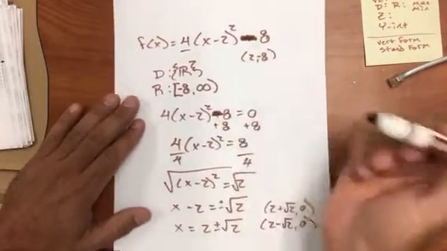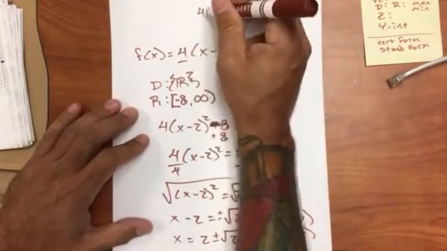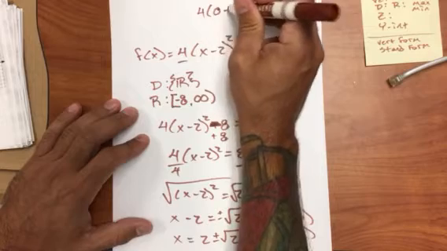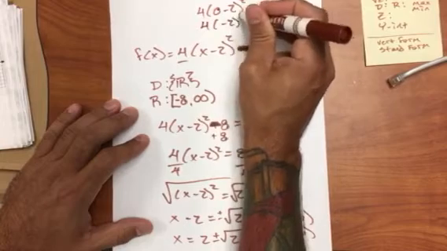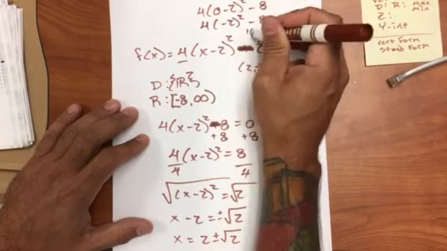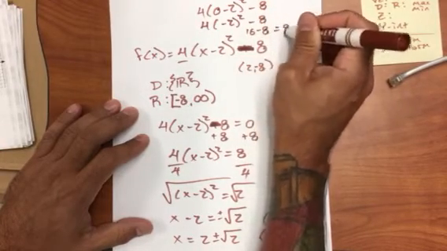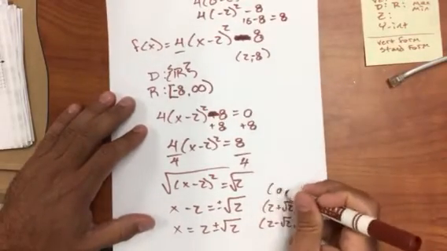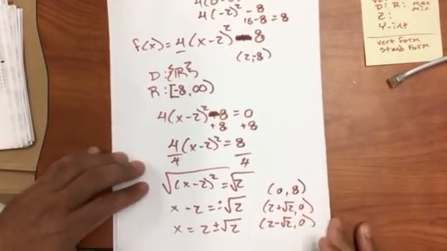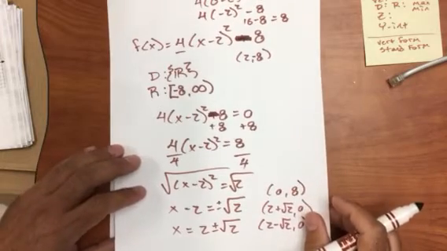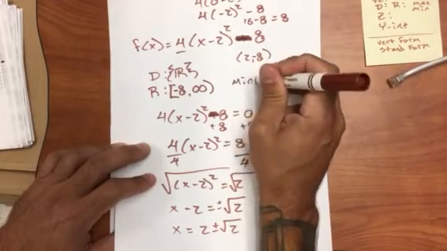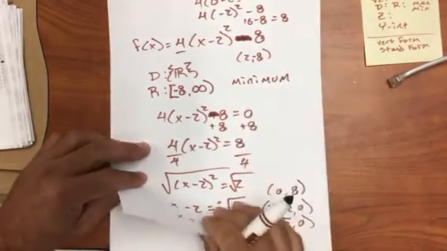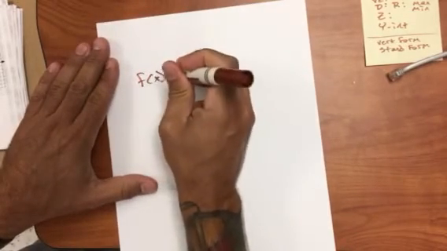The y-intercept is when x equals 0, so I'm going to plug that in. So the y-intercept is 8, which is going to be 0, 8. Did I do everything? I didn't state if it was a maximum or minimum. This one is a minimum because a is positive. Now I'm going to do it with the other format.